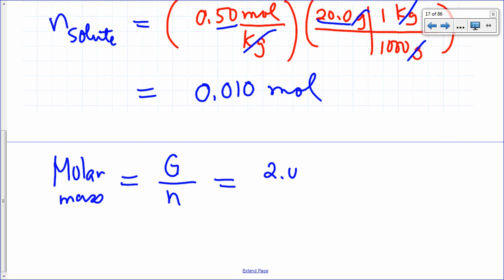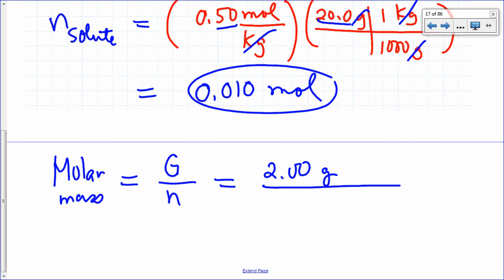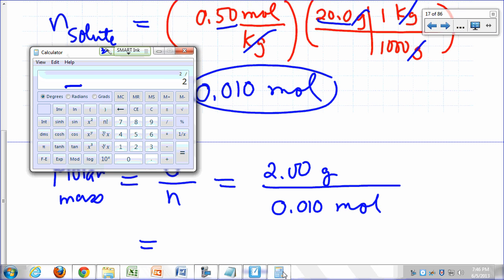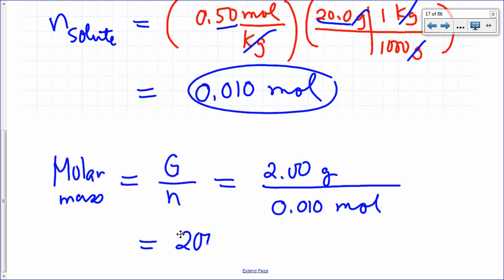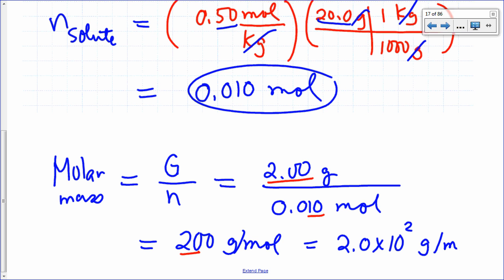So 2.00 grams divided by the number of moles. We just figured out our number of moles of our compound. Our solute is 0.010 mole. So that should give us 2 divided by 0.01, 200 grams per mole. Number of sig figs, three sig figs, two sig figs, so this should have two sig figs. So it's best to write this as 2.0 times 10 to the 2 grams per mole. That would be the molar mass of your compound.